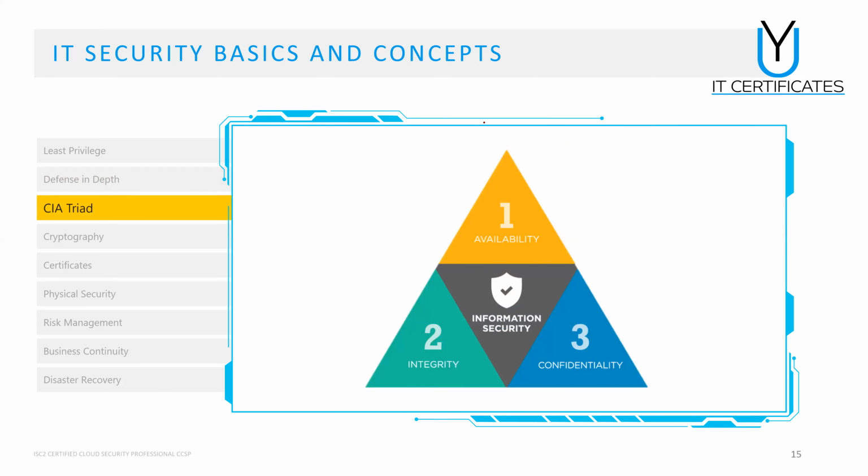The CIA triad, my friends, this is the basis of security. When we say security, what does it mean? It means CIA. C stands for confidentiality, I stands for integrity, and A for availability. What is confidentiality? Any idea?